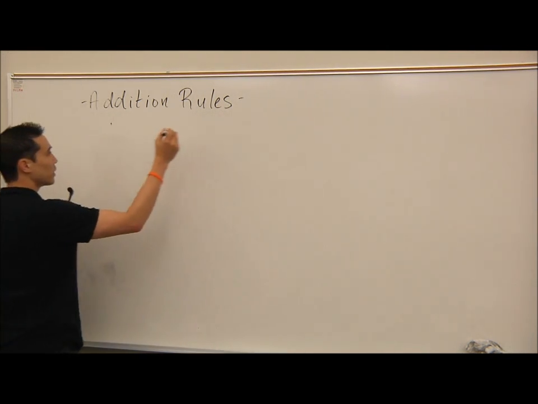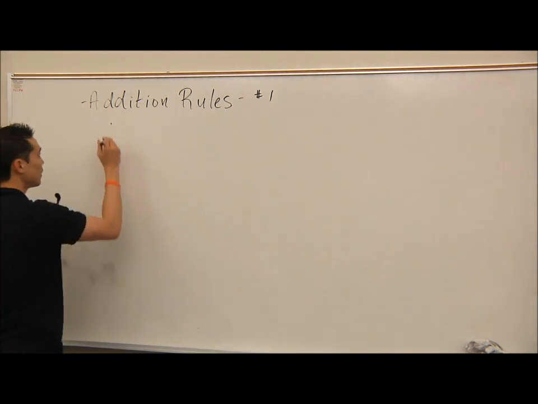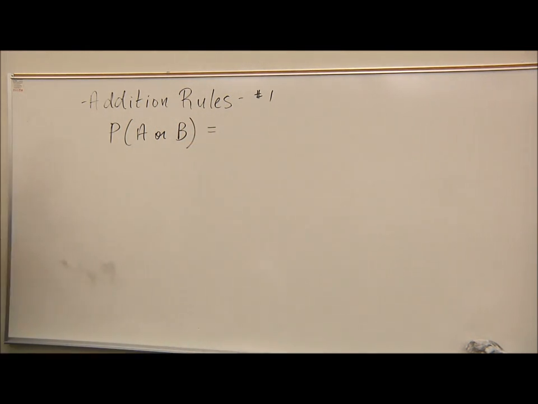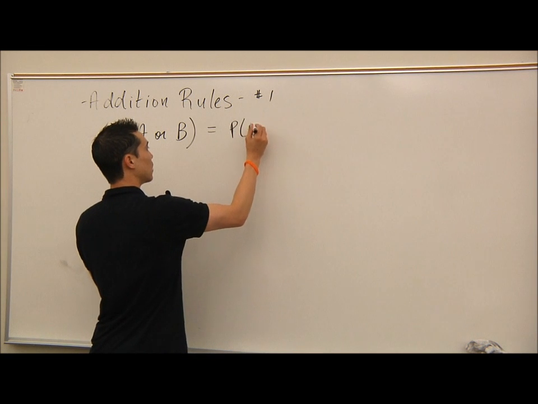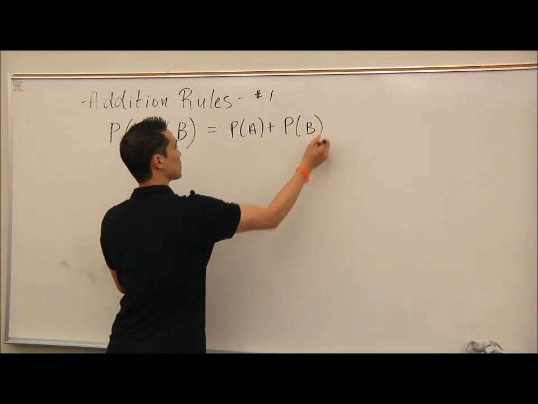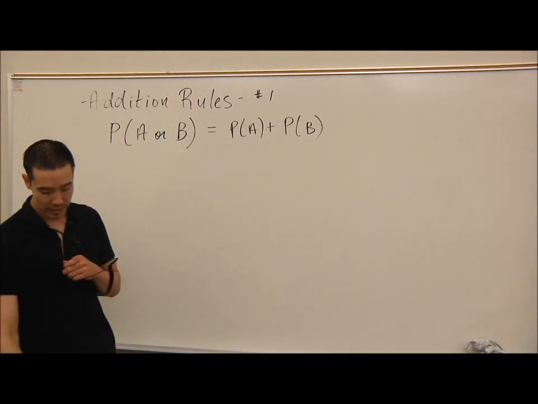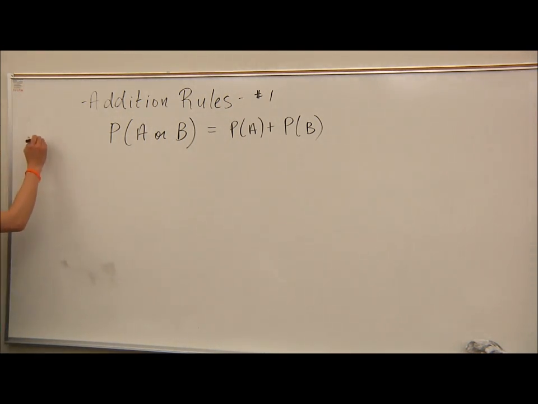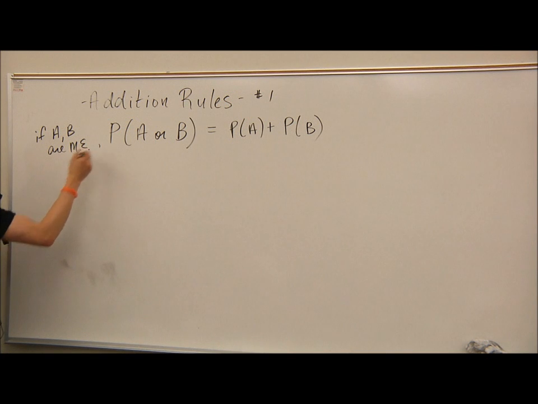So here we go. Addition rule number 1. The probability of A or B occurring is equal to the probability that A happens plus the probability that B happens. This is probability rule number 1, and it's only if A and B are ME. So, if A and B are ME, then this is my rule. This is only true for mutually exclusive events.